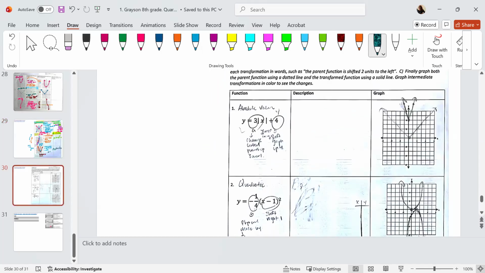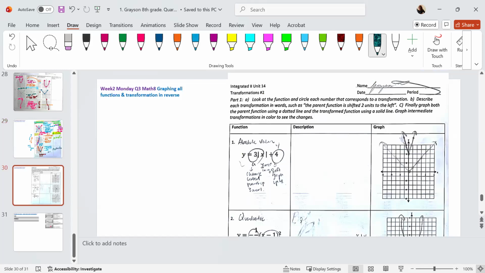Now let's go into the front of this, okay? This one's a little bit different. So read part 1A. What does it ask you to do? B. Okay. Okay, so perfect. 3 right here is a equals 3.